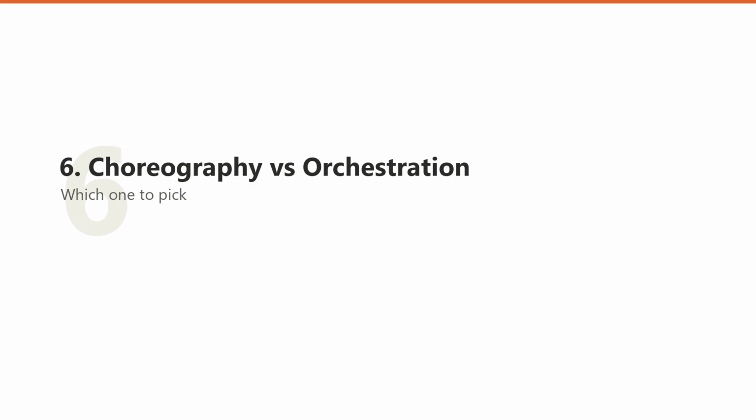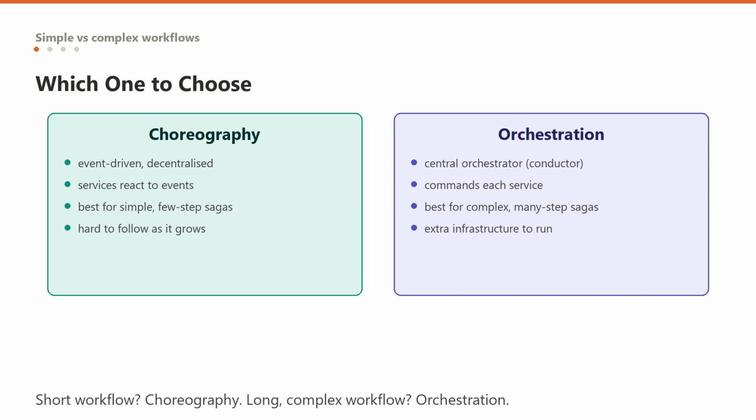Concept 6, which one should you pick? This is a very common follow-up question. Here's the trade-off in one breath. Choreography is event-driven and decentralized. It shines for simple sagas with a few steps, keeps services loosely coupled, but becomes hard to follow as the workflow grows. Orchestration is centralized and command-driven.